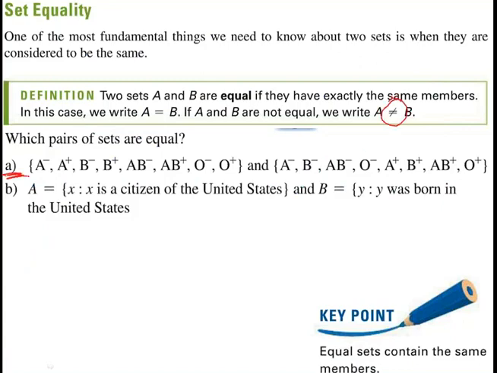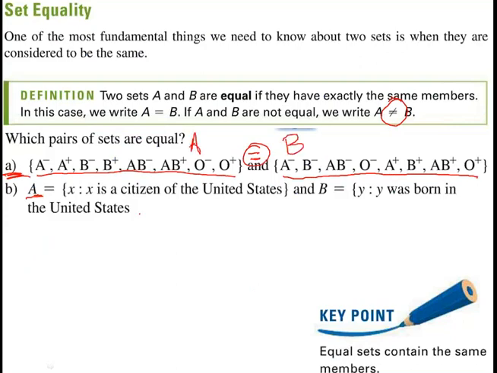So this is problem A. So we've got all the blood types, and all the blood types here again are just in a different order. So we can say that these are equal sets. Even though they have different order to them, they are still equal sets. So let's talk about B. So again, this is set A, and it is equal to set B.